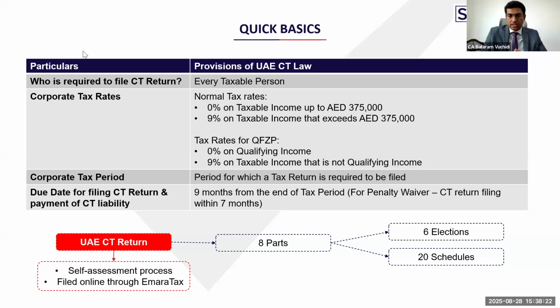And we have about 6 elections which we will be talking about. All these elections may or may not be applicable for you, but these are the elections that are available as part of the CT law. Further guidance was given in the form of cabinet decision and ministerial decision, as well as the guidance notes.